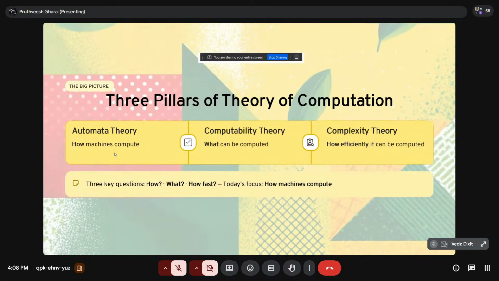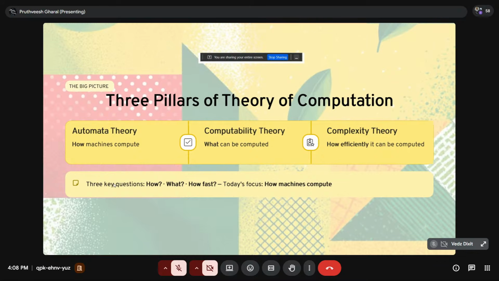Next is computability theory. This theory asks the question of what can and cannot be computed. Like we discussed the halting problem, it can be computed or cannot be computed. This is the question it asks. Likewise, there are many such problems in computer science that computers cannot solve. This is what this theory studies in depth.